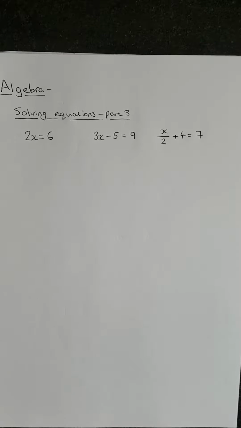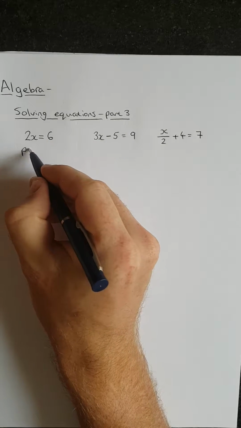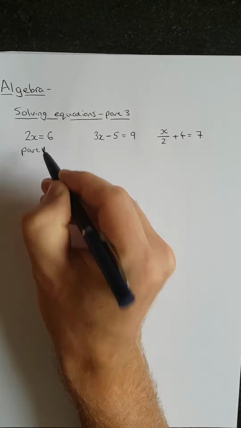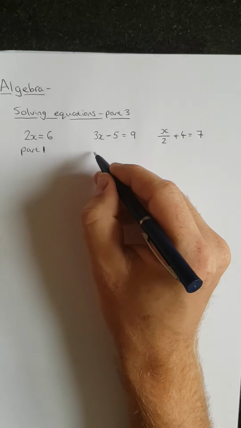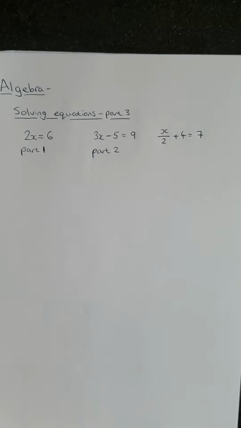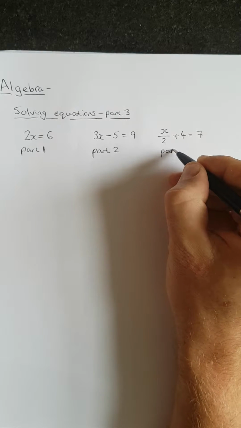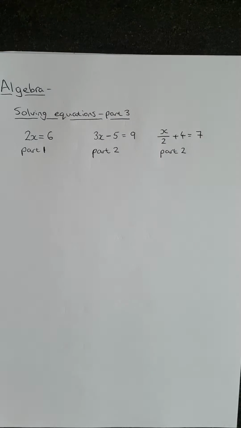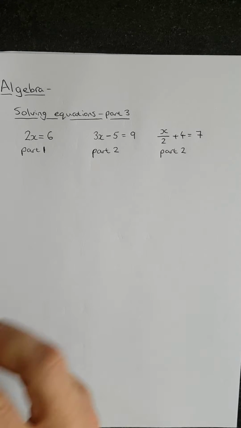This time we try to solve an equation where we have either two operations or we have more complex steps. In part 1, we solved equations like this. In part 2, we solved equations like this. And we did the same for those in part 2. So, let's take things one step further.